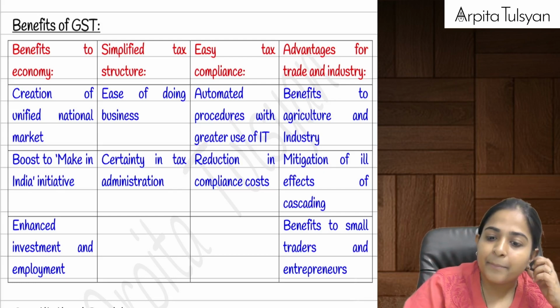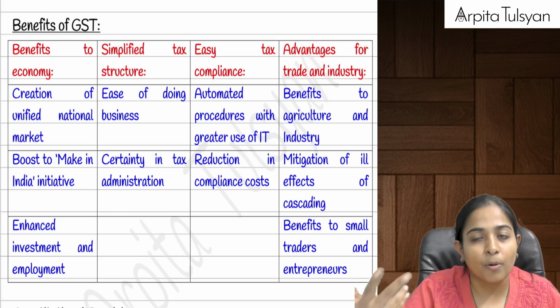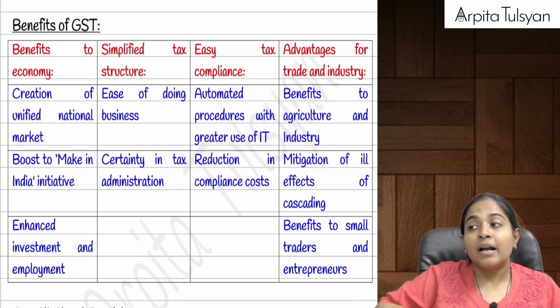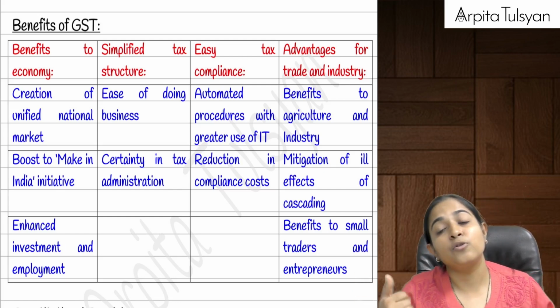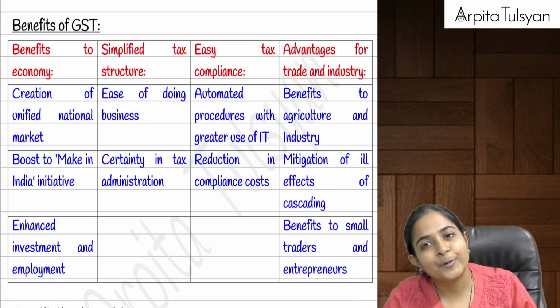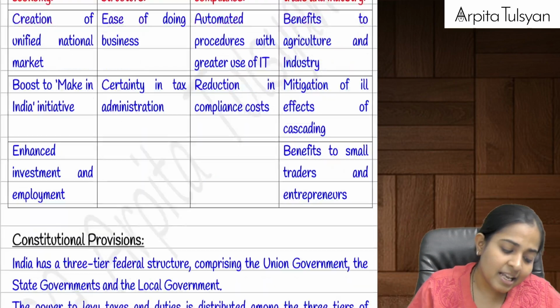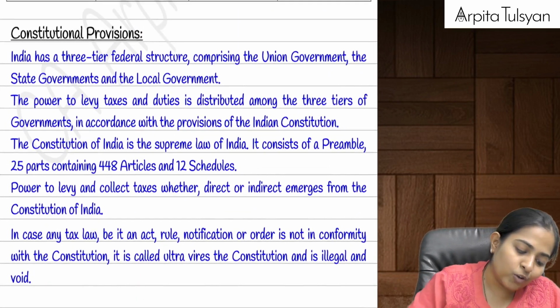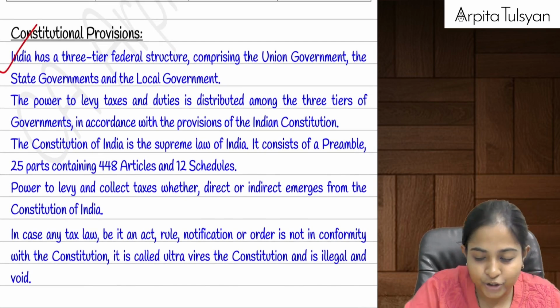Yes, and because of these schemes, the composition scheme and exemption scheme, we are even able to extend the benefits of GST to small traders and entrepreneurs also. Are you able to understand this? These are some of the benefits of the GST. And now going on to the last one, that is your constitutional provisions.